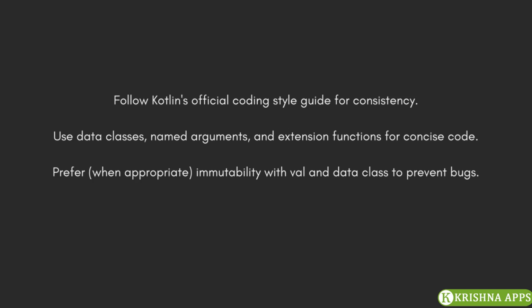First, let's talk about coding style. Consistent coding style makes your code easier to read and understand. Kotlin has an official coding style guide that you should follow. Some key points include using four spaces for indentation, placing the opening brace on the same line as the declaration, and using meaningful names for variables and functions. Consistent formatting helps other developers understand your code quickly and reduces the likelihood of introducing bugs.